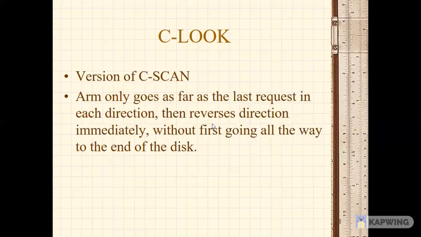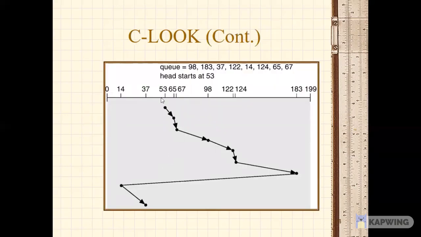Then C-LOOK, it is a version of C-scan, but it will not go to the end here. The arm only goes as far as the last request in each direction, then reverses direction immediately without first going all the way to the end of the disk. So it will not go to the end location. So in C-LOOK, you can see here it will not go to the end, which happens in a circular scan. So C-LOOK starts with 53 and then goes in one direction only, but it will not go to the end of the disk.